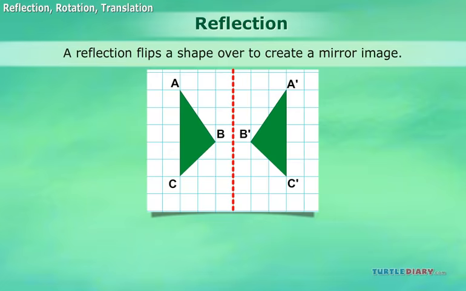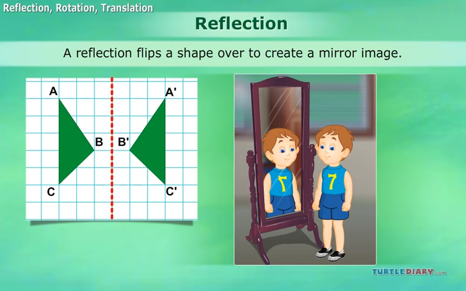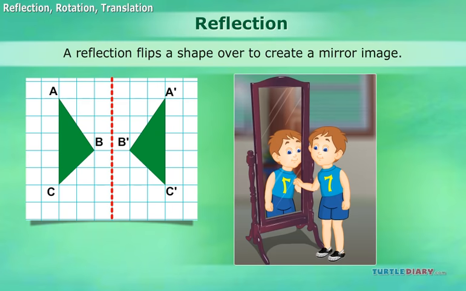You can remember this because when you look in a mirror, you see a reflection. But you are seeing a mirror image in which everything is opposite. If you have writing on your shirt, it's backwards in the mirror.